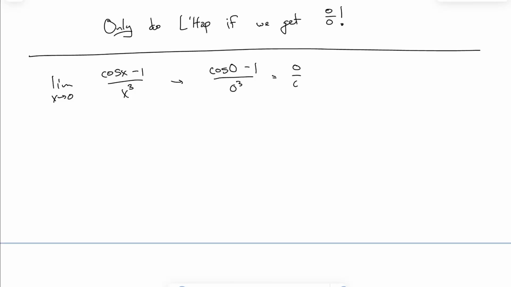This really is 0 over 0, so I'm going to do the L'Hopital rule, and taking the derivative up top, cosine is negative sine, and on the bottom, 3x squared, all right? It's a good idea to simplify if you can, although nothing really sticks out to me here as wanting to be simplified, so I'm going to try to plug the value in again. Minus sine of 0 divided by 3 times 0 squared. That is 0 over 0.